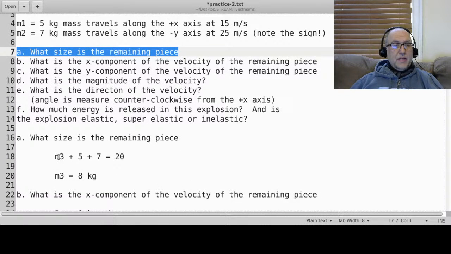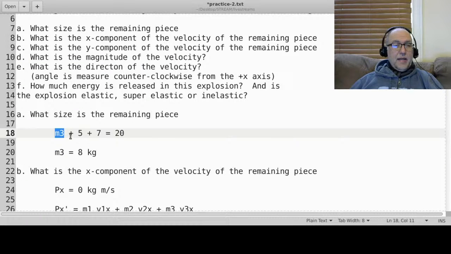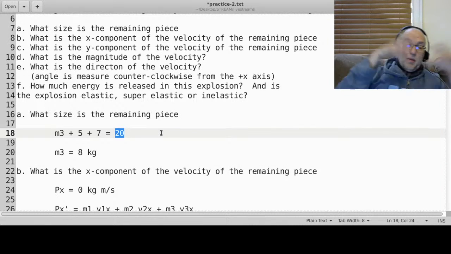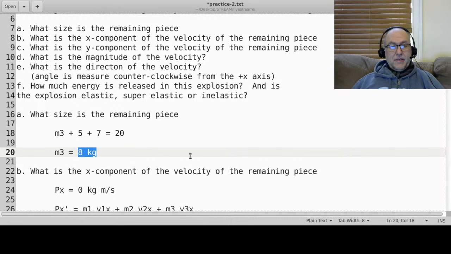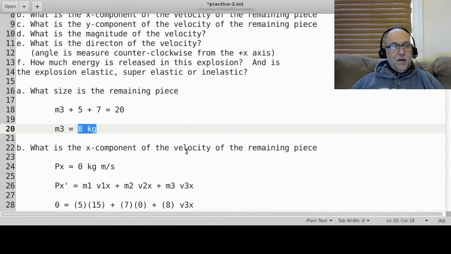And if we call that third piece M3, well then M3 plus the 5 kilogram piece plus the 7 kilogram piece had better equal 20, okay? Just because the thing blows apart doesn't mean that there's going to be more mass after or less mass. If you collect all the pieces together and you weigh them after and you weigh them before, they better weigh the same. And so that means that the remaining piece is 8 kilograms. Okay, that was pretty trivial, but there it is, conservation of matter.